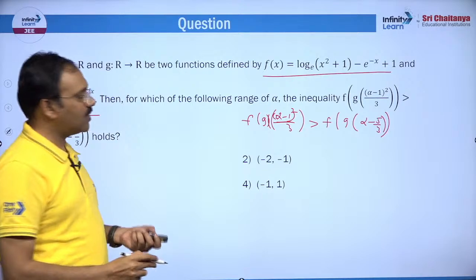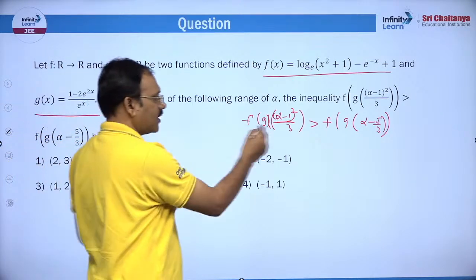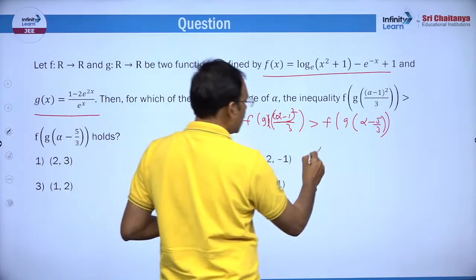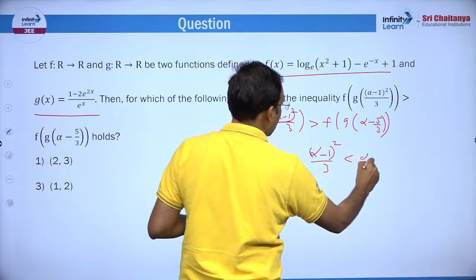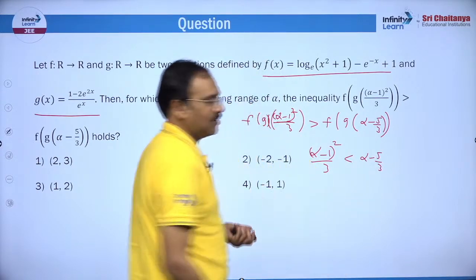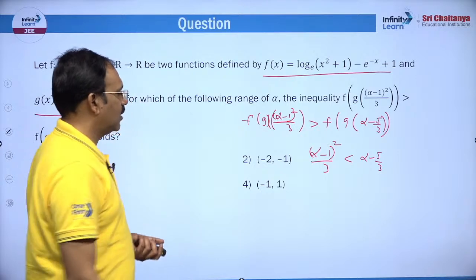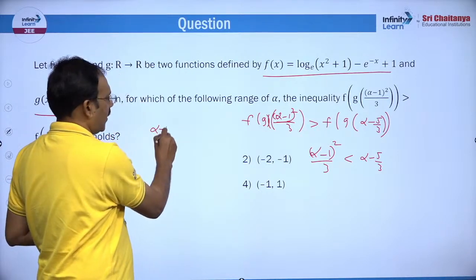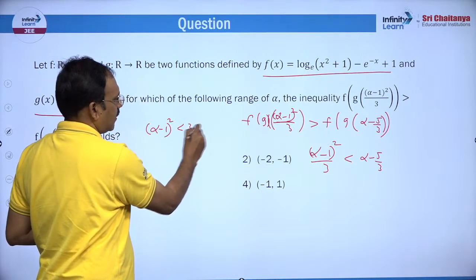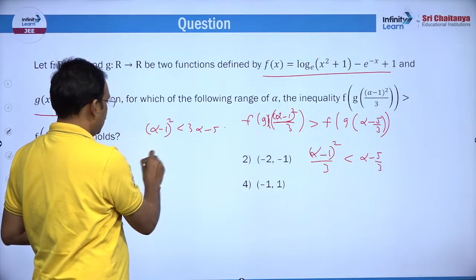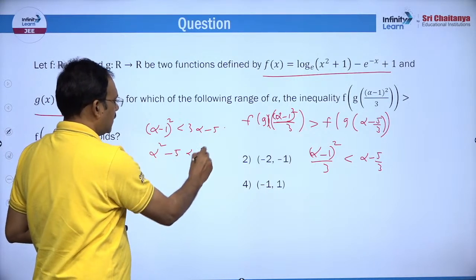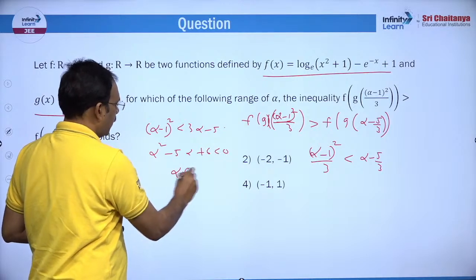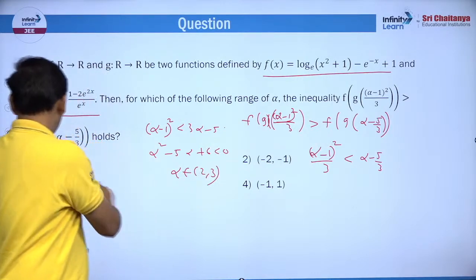So, if one is increasing, the second decreasing, f circle g, if you take it out in reverse order, you will get (alpha minus 1) whole square by 3 is less than alpha minus 5 by 3. Now, it is a simple inequation, you can solve it: (alpha minus 1) whole square is less than 3 alpha minus 5. So, alpha square minus 5 alpha plus 6 is less than 0, alpha belongs to (2, 3). So, this is the one.